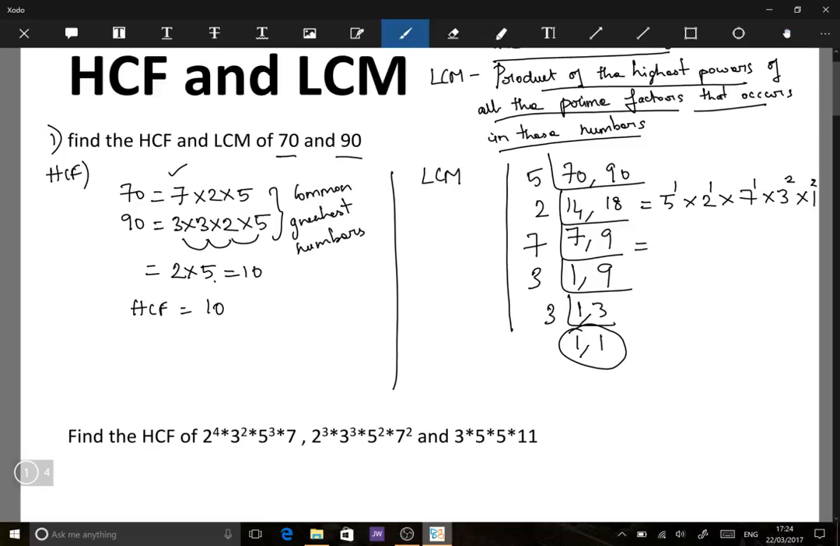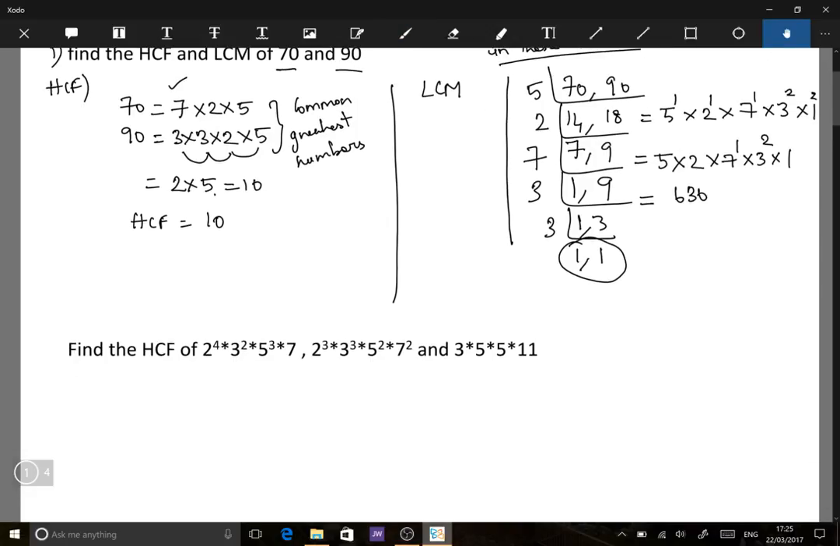Now see the definition: product of the highest powers of all the prime factors. So we have to take all the prime factors, and on one condition: it should be the highest power. I take 5, its highest power is 1. I take 2, its highest power is 1. I take 7, its highest power is 1. I take 3 but not 1, its highest power is 2, so I take 3 square. I take 1. Now I multiply all this, so the answer is 630. So LCM is equal to 630.